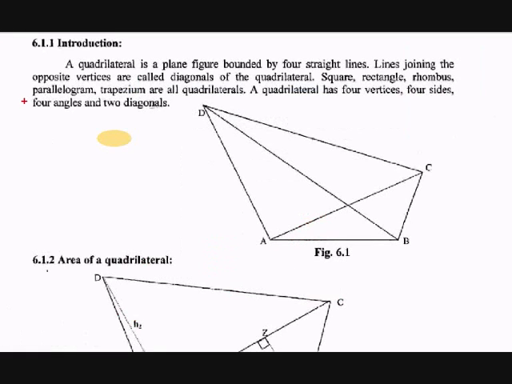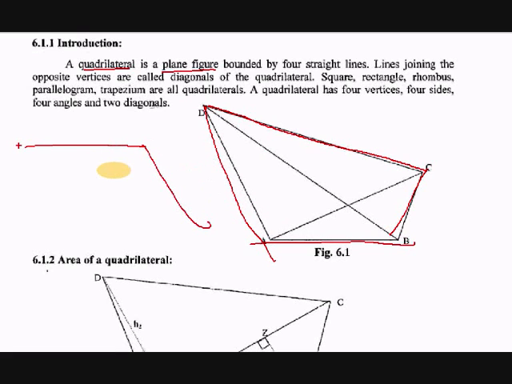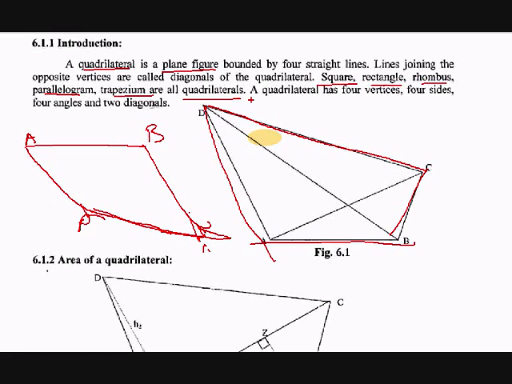What is a quadrilateral? It's just a plane figure bounded by four straight lines. 1, 2, 3 and 4. Anything like that is a quadrilateral. Every square, rectangle, rhombus, parallelogram are all what? Quadrilateral. A quadrilateral has four vertices.